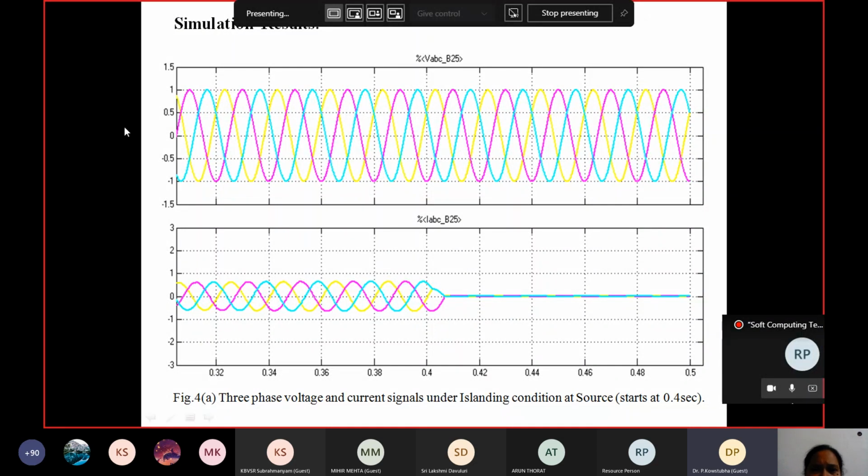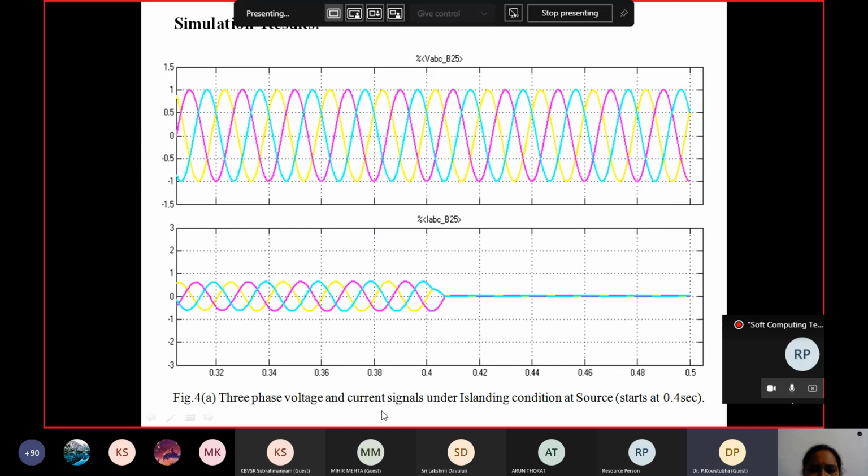Please kindly observe. I have run the simulation for 25 cycles. Each cycle is 0.02 seconds, so 25 cycles into 0.02 gives a total time period of 0.5 seconds. I have introduced the islanding as well as the fault at 0.4 seconds, at the 20th cycle. That means I have simulated the islanding condition at the 20th cycle, at 0.4 seconds. That's why we can observe a considerable change in the voltage waveform as well as the current waveform.